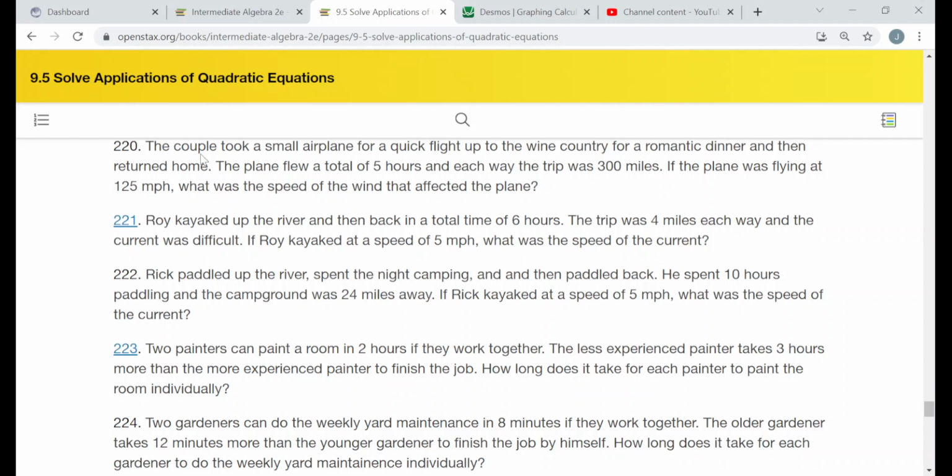So the couple took a small airplane for a quick flight up to the wine country for a romantic dinner, and then returned home. So the same distance both ways. I hope that's clear. The plane flew a total of 5 hours. So the time there plus the time back is 5 hours. And each way the trip was 300 miles, right? 300 miles both ways. If the plane was flying at 125 miles per hour, what was the speed of the wind that affected the plane?